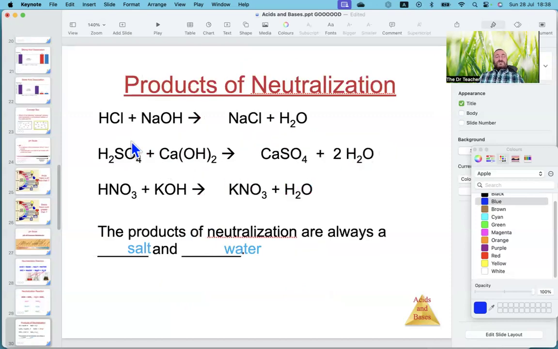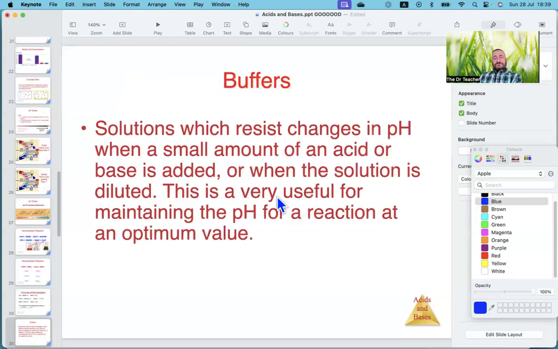HCl with NaOH will give you this, as we talked about. Sulfuric acid with calcium hydroxide will give you calcium sulfate and water. And here, potassium nitrate and water. So now the products of neutralization are always salt and water. If you neutralize an acid and base, you end up with salt and water.